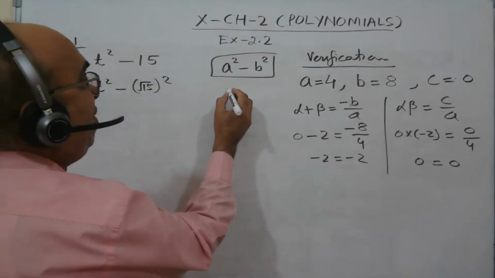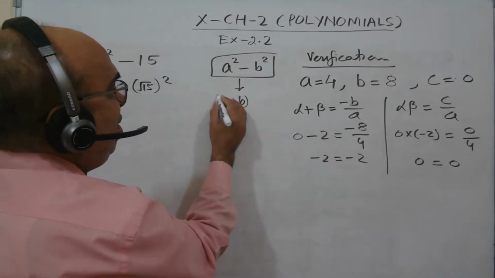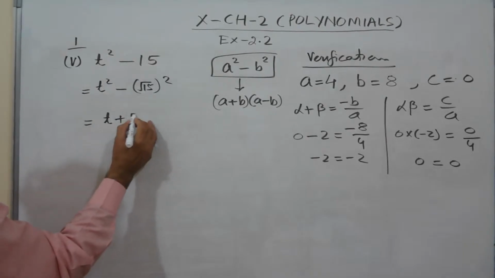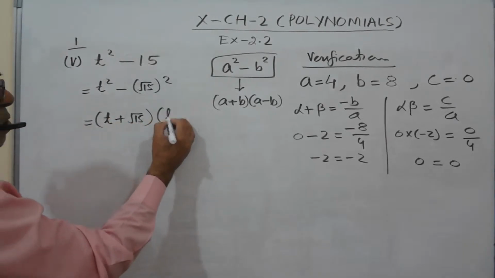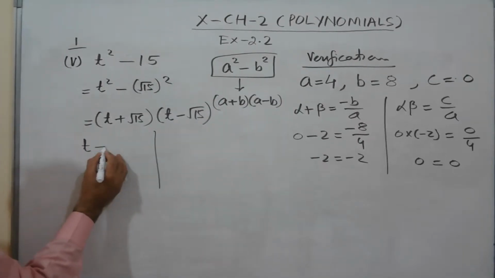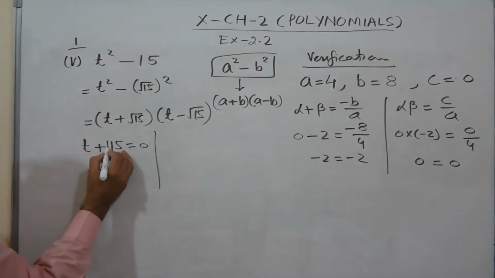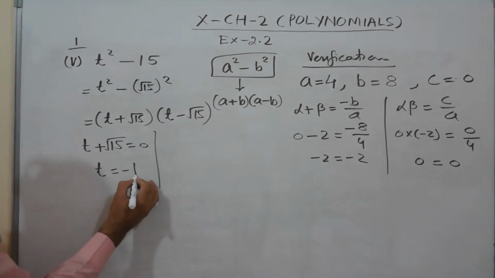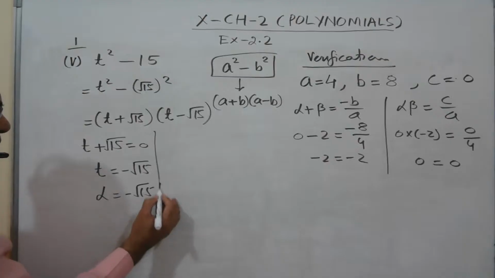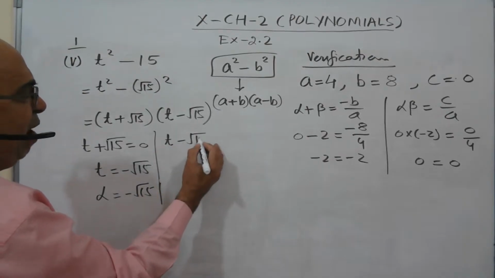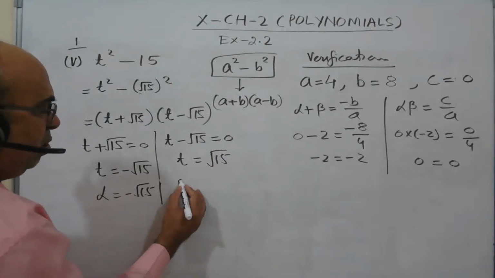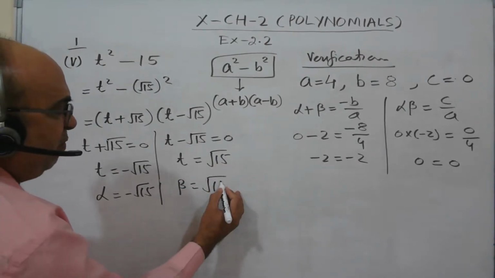So a square minus b square equal to how much? A plus b into a minus b. So it is t plus square root 15, t minus square root 15. Then equate each factor with 0. So t plus square root 15 equal to 0, so t equal to minus square root 15, that is alpha equal to minus square root 15. T minus square root 15 equal to 0. So t equal to square root 15. So beta equal to square root 15.